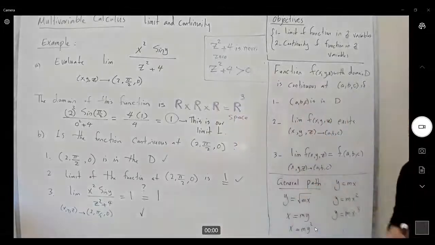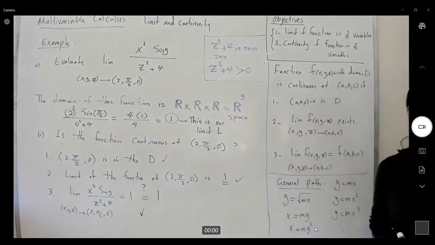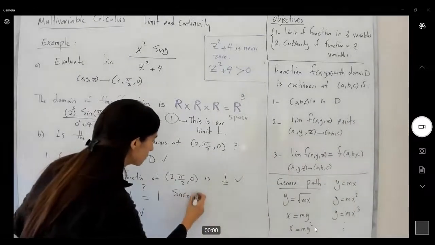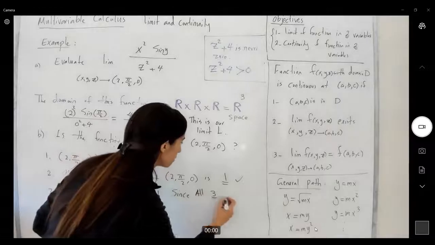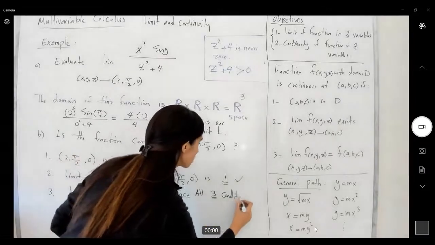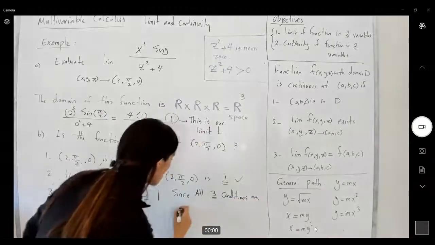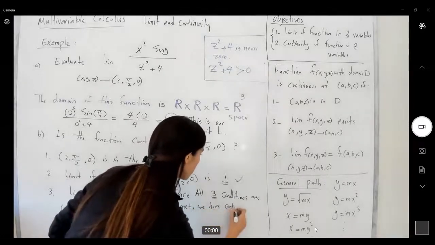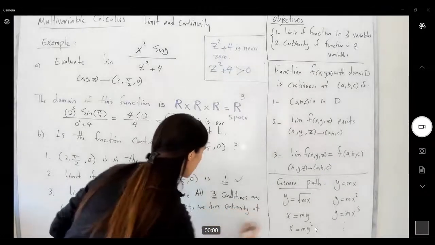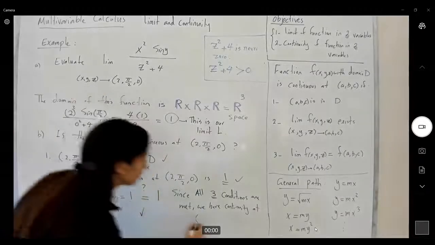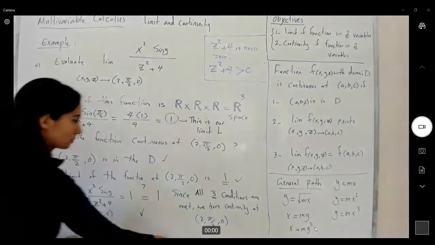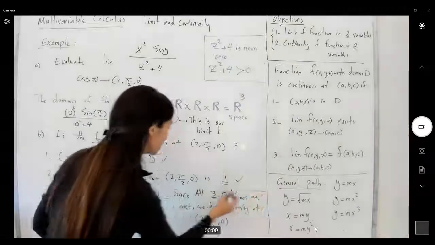It means that the last condition is met, so for sure you can say that the function is continuous at this point. Since all 3 conditions are met, we have continuity at this point, which is 2, pi over 2, and 0. This is your conclusion.